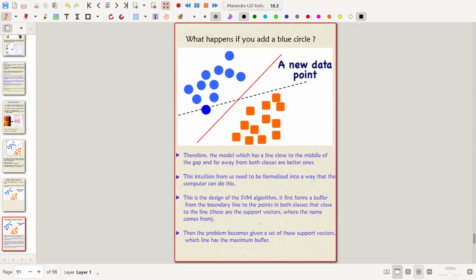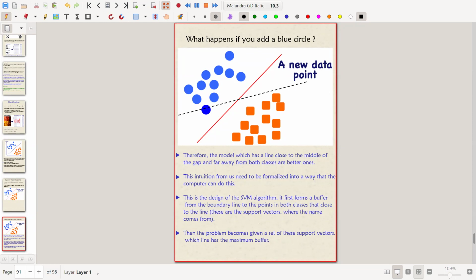Now, how can you turn this into a tunable model or algorithm? This is the design of the SVM algorithm. It first forms a buffer from the boundary. We will see what a buffer is. It's just the intuition, the logic we learned. So it forms a buffer from the boundary line to the points in both classes that are close to the line, and these are known as the support vectors. From the decision boundary, we point a vector to each of these data points. These are the support vectors, and therefore you have the name support vector machine.